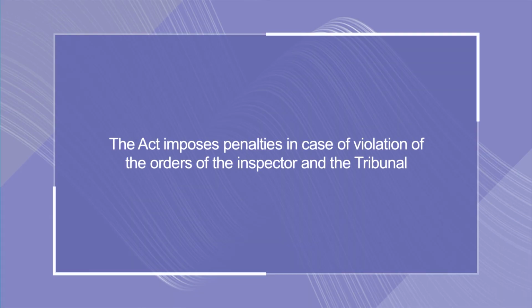The Act imposes penalties in case of violation of the orders of the inspector and the tribunal. The following penalties may be levied. Disobedience of the direction of the inspector or registrar attracts imprisonment of up to 1 year and fine of rupees 25,000, extendable up to rupees 1 lakh or both on the directors and officers of the company under section 217, subsection 6. Disqualification and vacation of office of the directors under section 217, subsection 6.